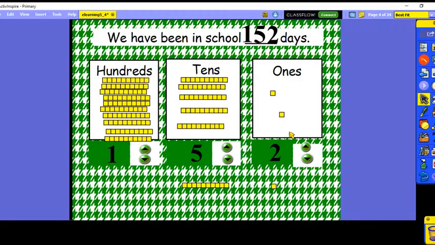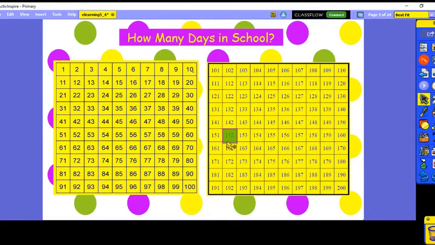152 days of school. Here's our 10 tens. Let's count by tens to 100. 10, 20, 30, 40, 50, 60, 70, 80, 90, 100. Here's our 5 tens for 50, 10, 20, 30, 40, 50, and 2 ones for 152 days. And there it is on our hundreds chart.